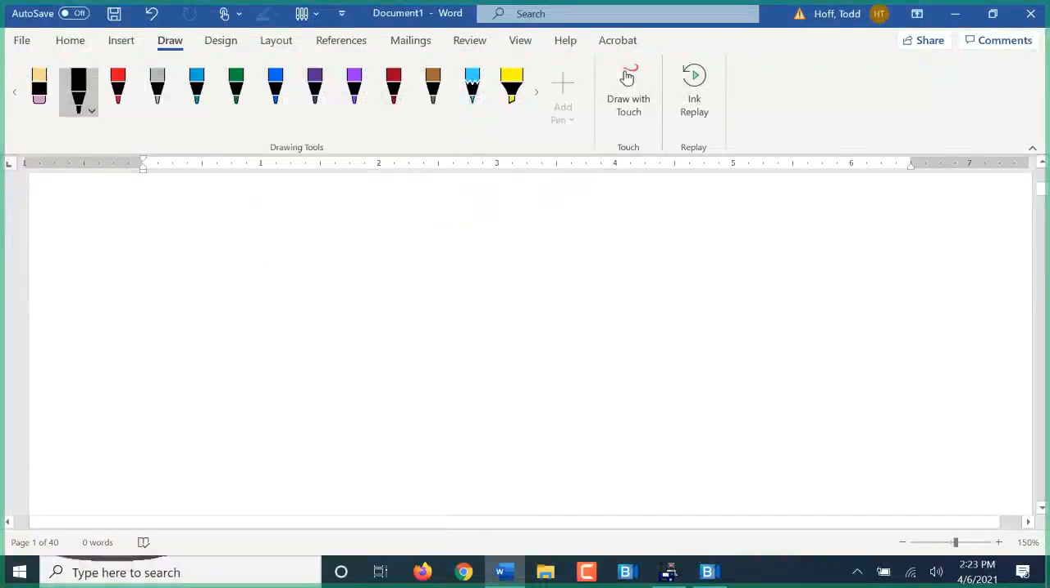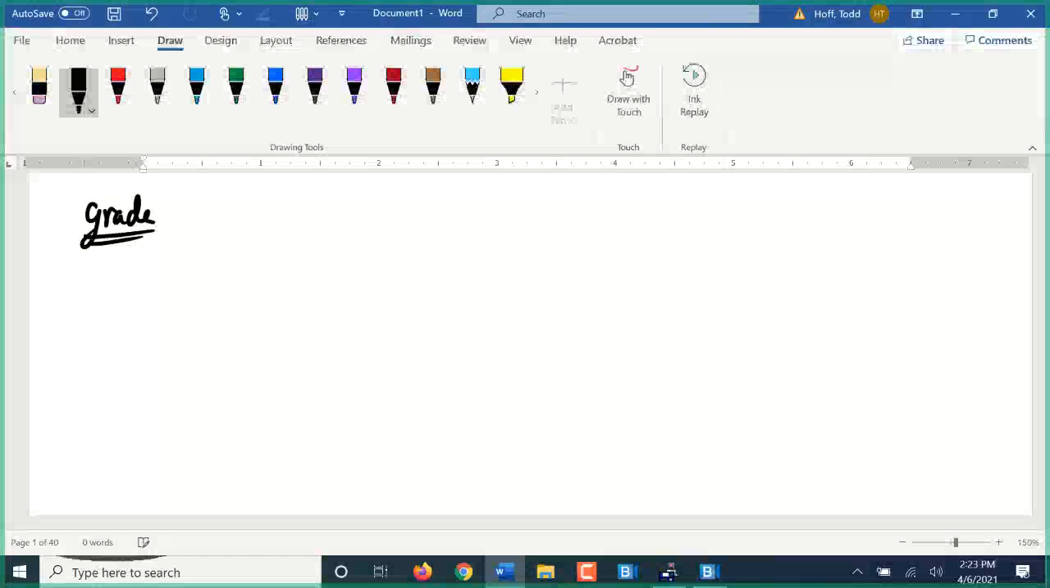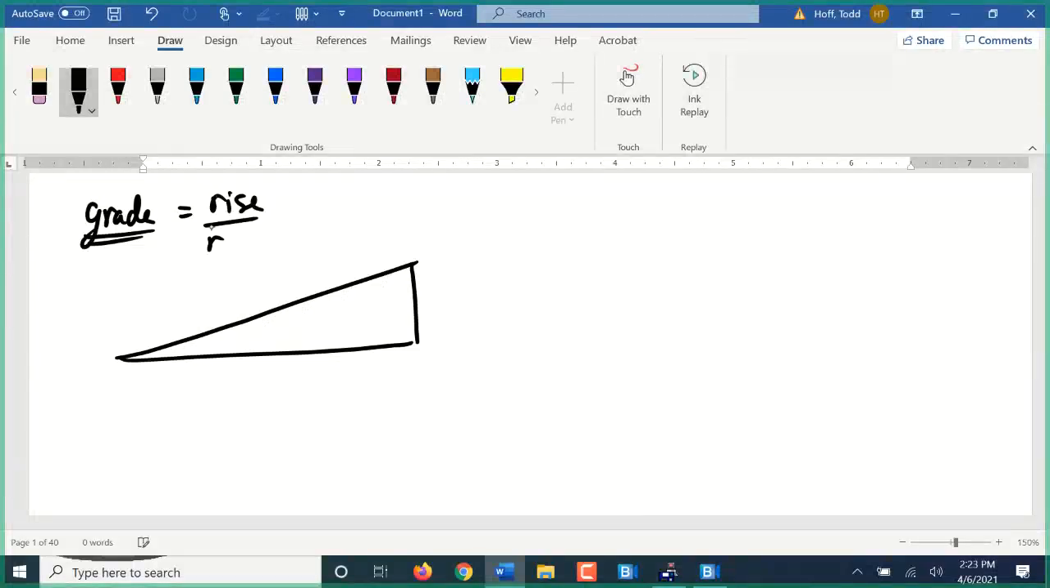In construction, a common ratio is grade. Grade is rise compared to run. So let's say this is 150 feet here, and this is 9 feet of rise. So the grade here would be 9 to 150.